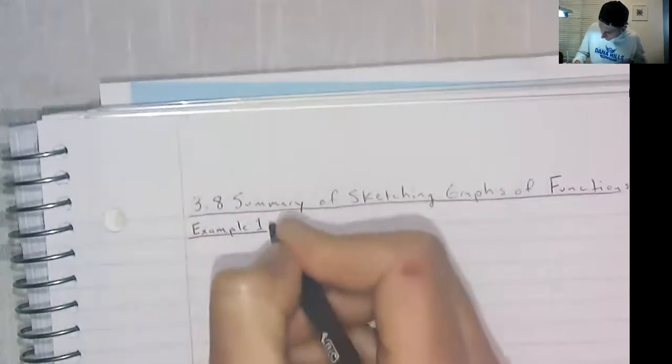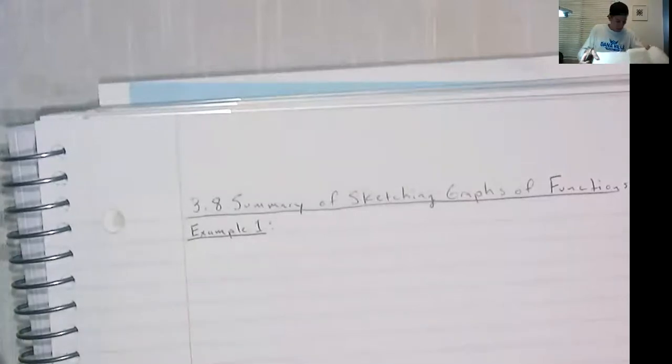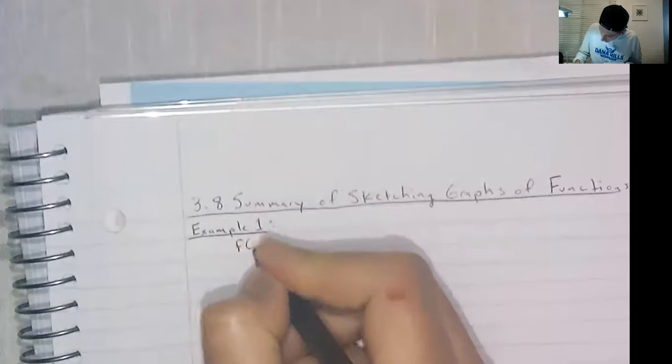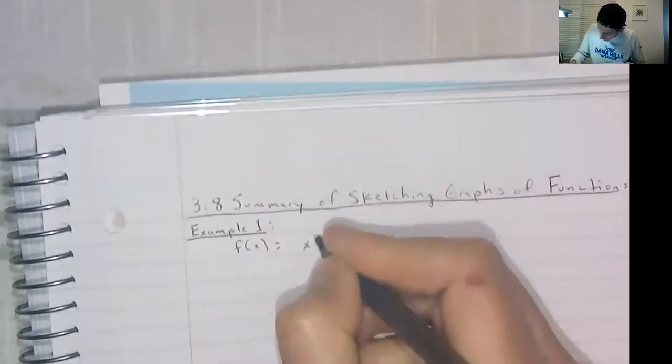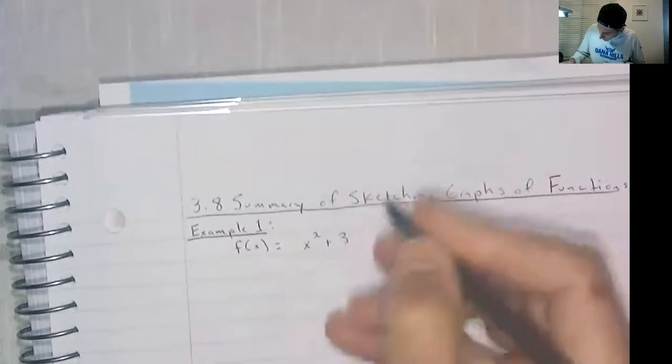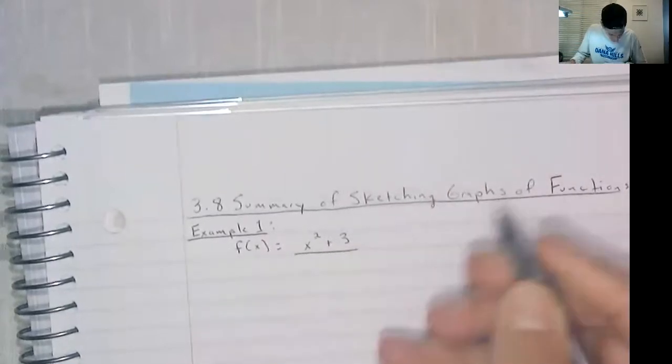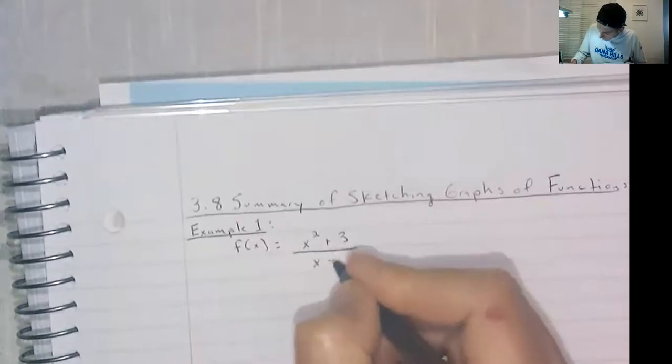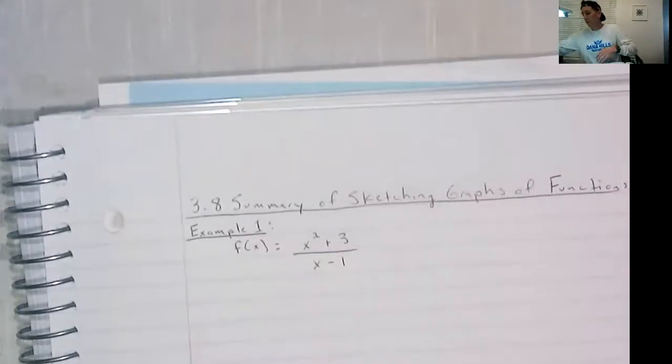And so, again, we're going to just do one example. Example 1. And the function we are going to consider is called f, and it is defined as x squared plus 3 divided by x minus 1. Cool.